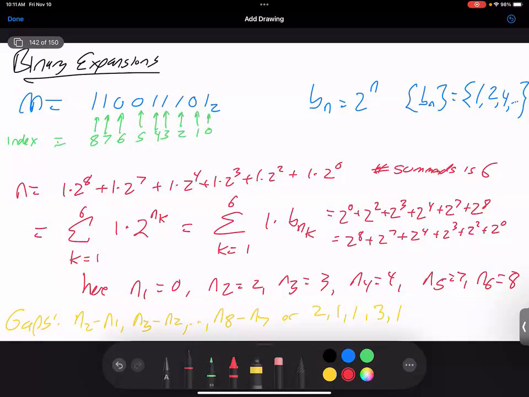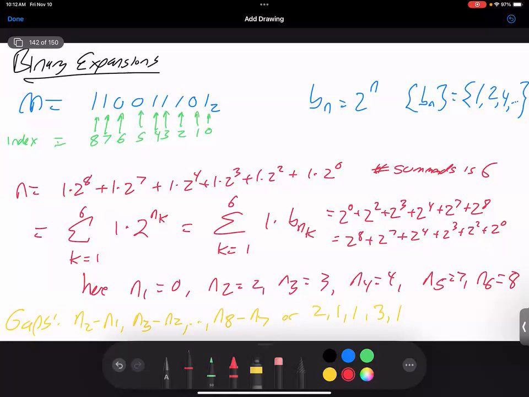Yeah, I just want to confirm. So I see why we have N1 through 6. There are 6 summands. So N1 equaling 0 just means the first summand is 2 to the 0, because it's 1 times 2 to the 0. That's the exponent, correct? Yes. And the next one that we have is 2 squared. So this is the 0th term of the sequence, and this is the second term of the sequence. There's just a small shift because of how we're defining things.